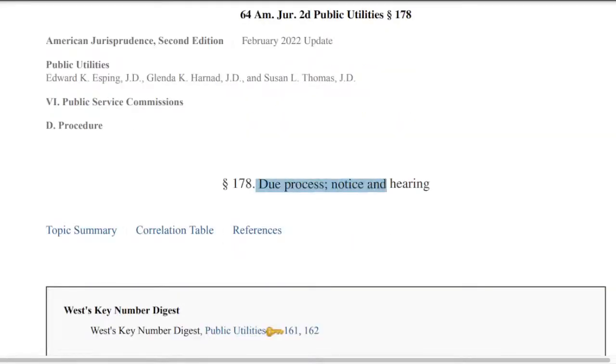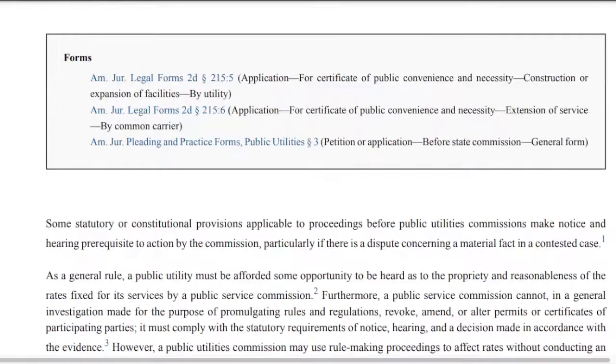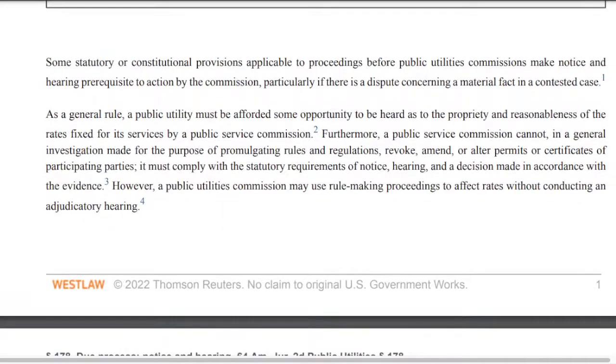Due process, notice, and hearing. Some statutory or constitutional provisions applicable to proceedings before public utilities commissions make notice and hearing prerequisite to action by the commission, particularly if there is a dispute concerning a material fact in a contested case. So we see there are some statutory or constitutional provisions applicable to proceedings before public utility commissions that make notice and hearing prerequisite to action by the commission. So they have some provisions that they have to follow.